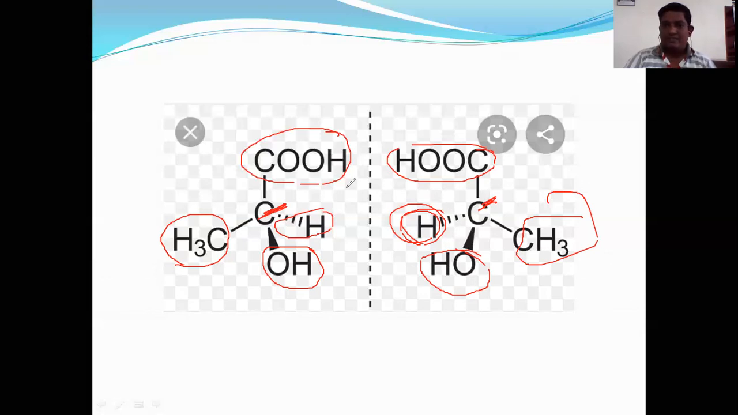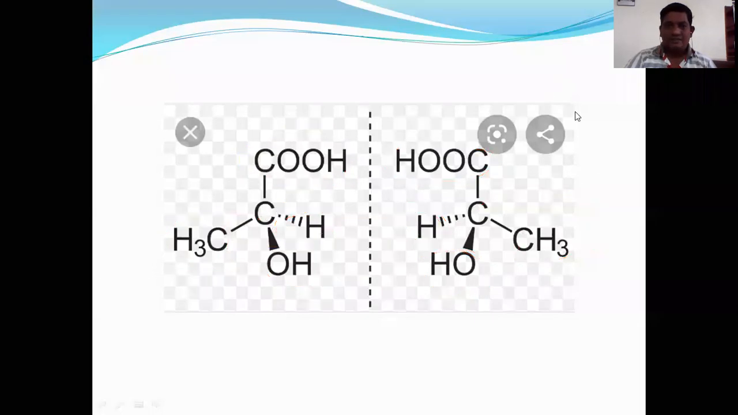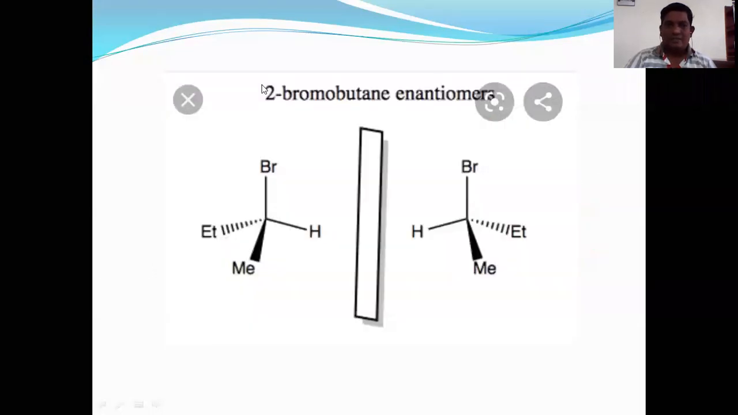They are nothing but non-superimposable mirror images, just like the left and right hand. In continuation, we will see another example. Now here I am taking another example, 2-bromobutane. 2-bromobutane can be written like this. It contains a carbon, and another carbon which contains CH3 methyl. Carbon with hydrogen, and carbon with hydrogen. You see here: carbon, CH3, hydrogen, Br, and ethyl is here.